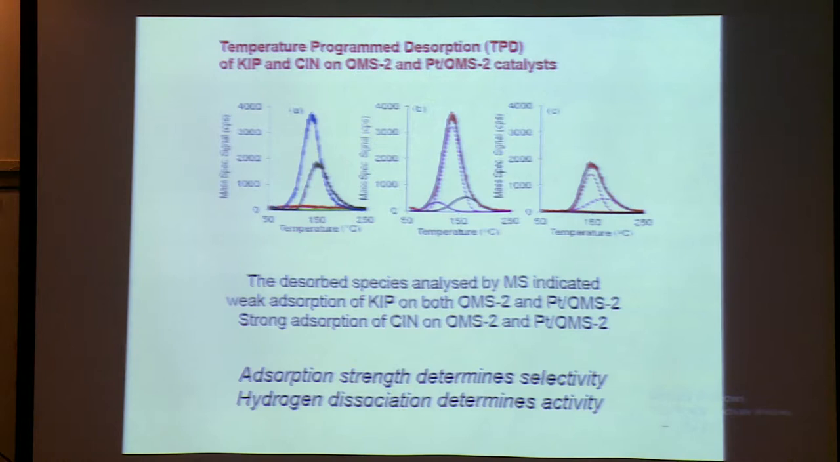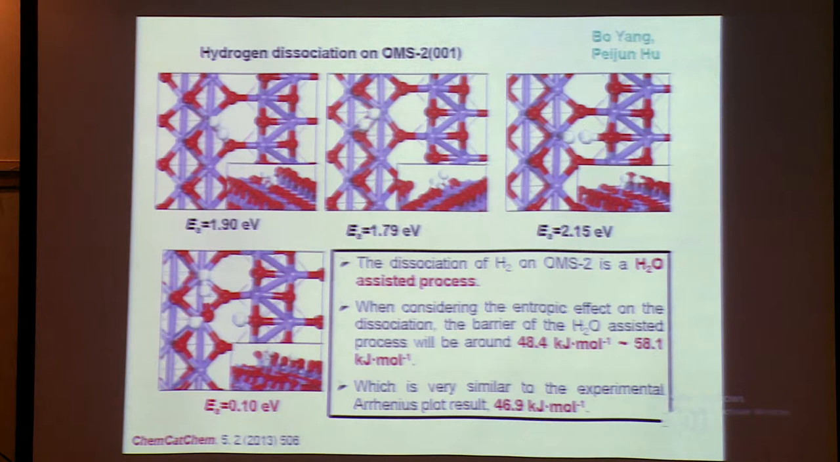So if we go to the next slide, please. Yes. We did density functional theory calculations with Professor Pageant Hu's group, and we demonstrated that the activation energy barriers for dissociation of hydrogen were very high on the surface of manganese oxide. However, if we had water present, the activation energy barriers dropped from 1.8 or 1.9 electron volts to 0.1 electron volts in presence of water. So dissociation is likely to be water-assisted process. If we go to the next slide.